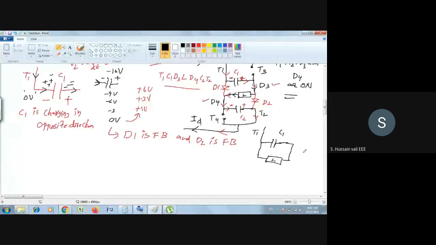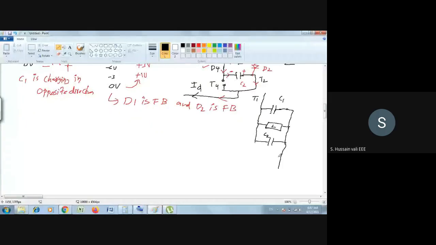Then after that, T4 is already on, T2 is also on. Then you have another capacitor, then T2. So the current is here and the current is here. So this is T2. Now you see yourself. What will happen is that the current ID is here, the current ID is here, no doubt in this.